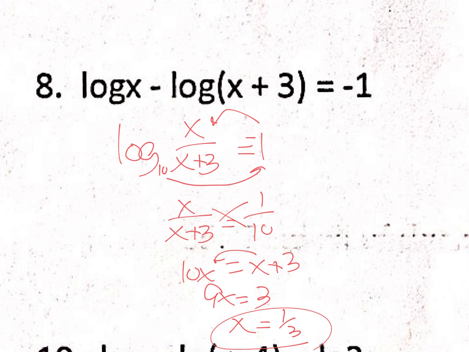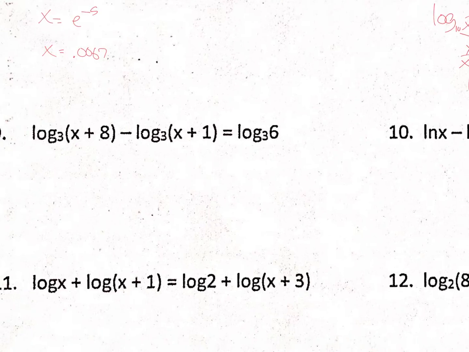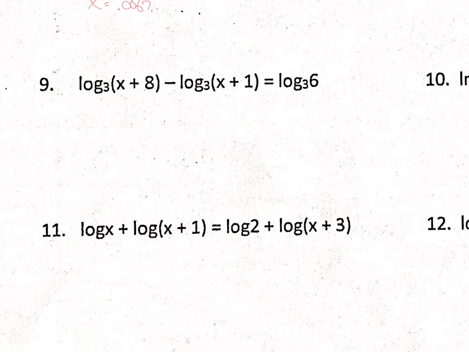All right, let's go to number 9. See if we can find it. There it is. 9, just a tad bit different. It's got log with subtraction in it. So it means division. So I'm going to combine these two on this side by dividing x plus 8 over x plus 1. That equals log base 3 of 6.